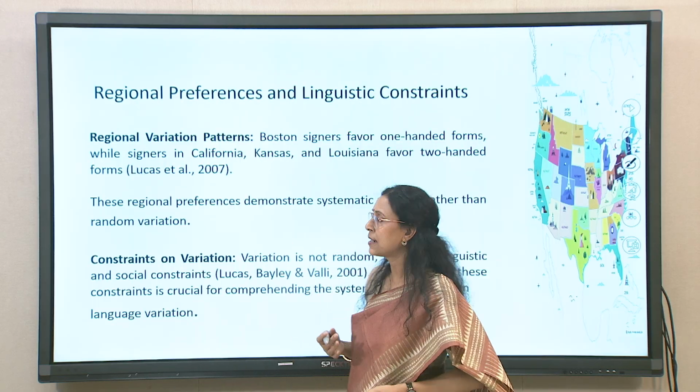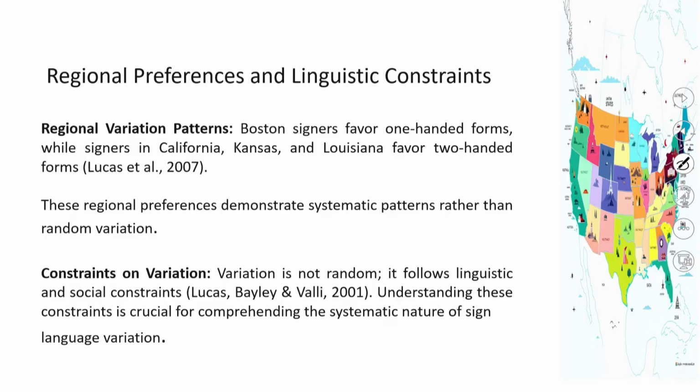Regional preference is another domain that has been studied. The variations are not random, just like in any other language variety. For example, in the US context, Boston signers favor one-handed forms, while signers in California, Kansas and Louisiana favor two-handed forms. So, within the US, different regions have different patterns of preferences.